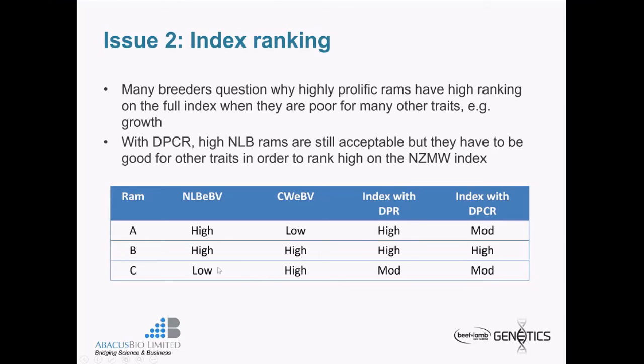And if we have a ram that is poor for number of lambs born but high for carcass weight, he will tend to rank moderately on both indexes. So the kinds of rams that we're trying to target with this index are these ones that are good for number of lambs born but are poor merit for other traits. We don't want to find them at the top of the overall list.